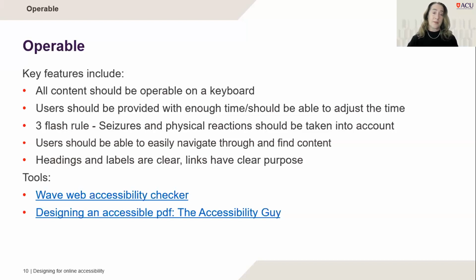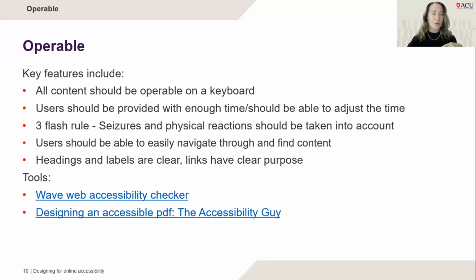Users should be able to easily navigate through and find content. So I think Jess will talk about this more, but headings should be structured in order, and content should be nice and clear and easy to go through. And finally, headings and labels are clear, and links have a clear purpose.